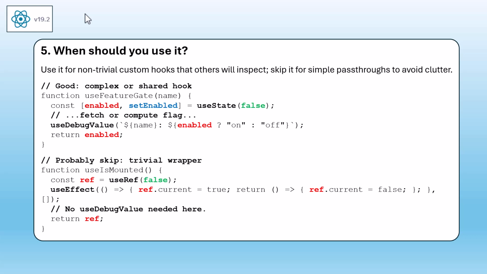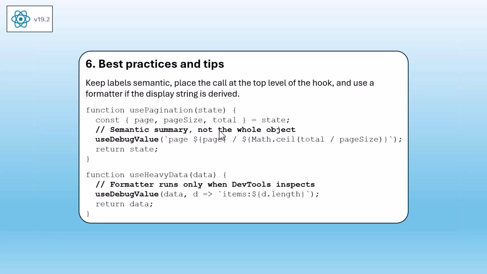Avoid using it for every trivial hook, for example a hook that simply forwards a Boolean flag. Doing so can clutter DevTools. The documentation explicitly advises, don't add debug values to every custom hook. Use the formatting option when computing the human-readable form is somewhat expensive or you only want to perform it when needed. 6. Best practices and tips.